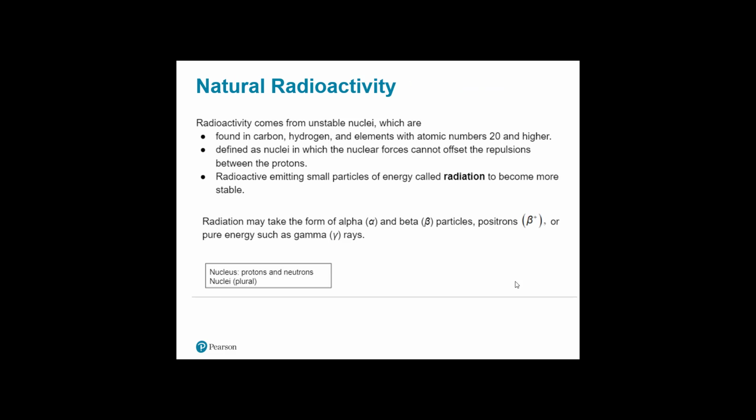Okay, so natural radioactivity. Radioactivity comes from unstable nuclei, and the particles that are emitted are to help it become stable, which then changes it to another element. This is found in elements with atomic numbers 20 and higher, defined as nuclei in which nuclear forces cannot offset the repulsions between the protons. And again, anything that emits these small particles of energy, that's radiation. This is from a slide from this other class. We covered alpha, beta, positrons, and gamma rays in that one. With this one, we're going to have one more, but we're still going to cover these.